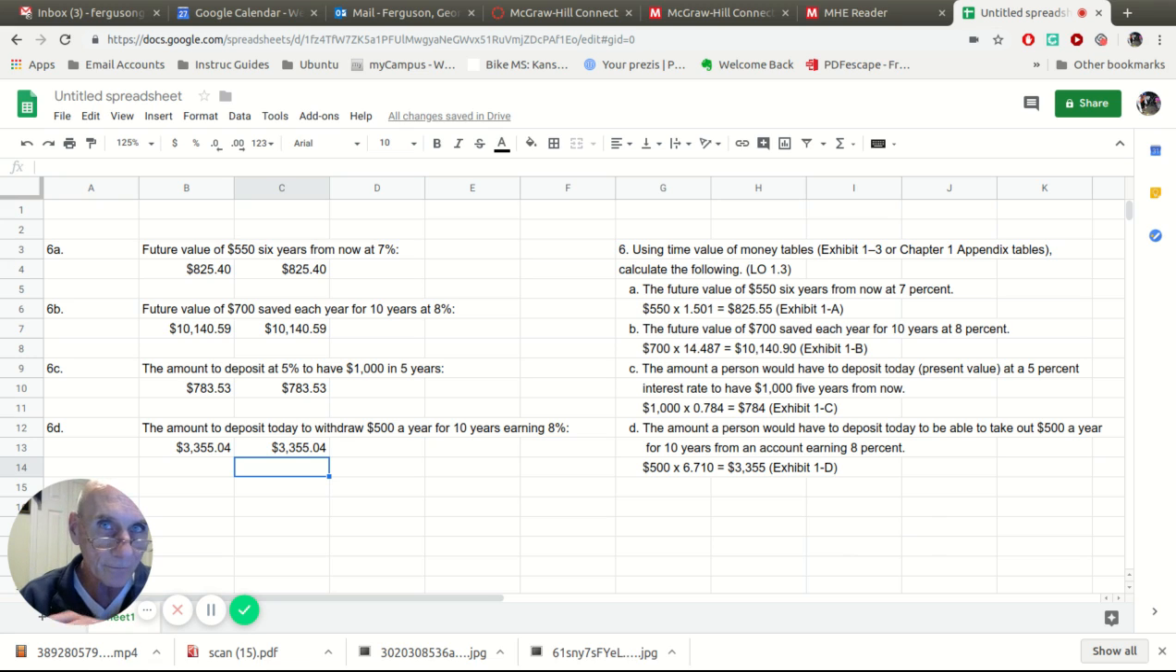Instead of having to use the formulas and things like that, the easy way to do it, first of all, is the tables. That's the easiest way. Second of all is to use Google Sheets, which is nothing more than a giant calculator.